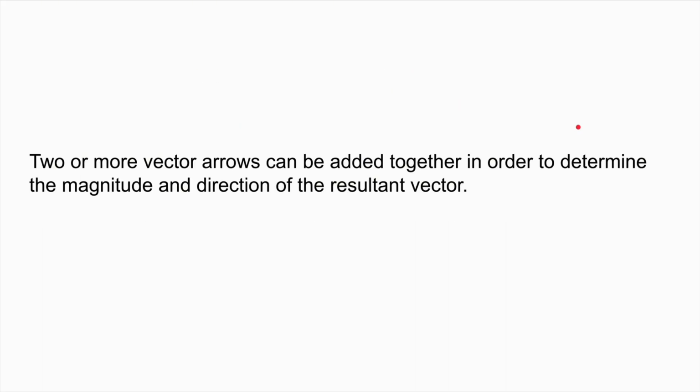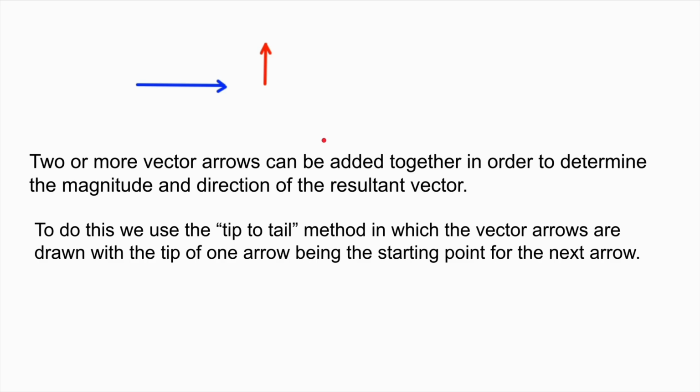Now, if two or more vector arrows are added together, we can determine the magnitude and direction of the resultant vector using a technique that's kind of cool. So in this case here, instead of them going in the same plane, not going back to right or left, I have one going to the right, I have one going up. So what happens in this case? Well, it's really not that challenging. To do this, we're going to use what's called the tip-to-tail method, in which I draw one arrow, and at the tip of this one, I'm going to put the tail of the next one, and I just add them up that way.